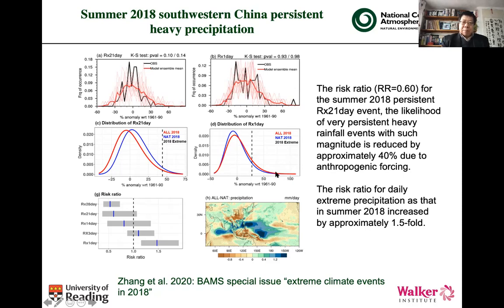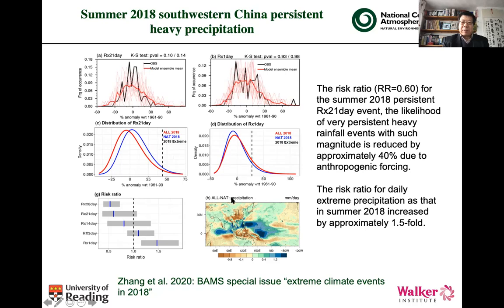And why, for longer duration precipitation, did human influence lead to a decrease of probability? And here is a summary of mean precipitation changes between historical simulation and natural simulation.